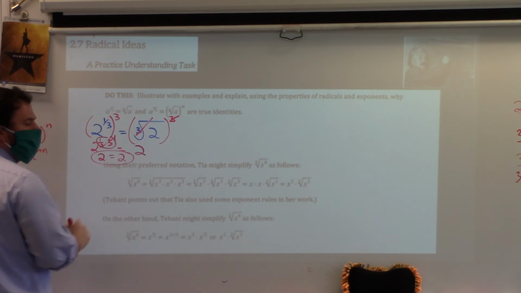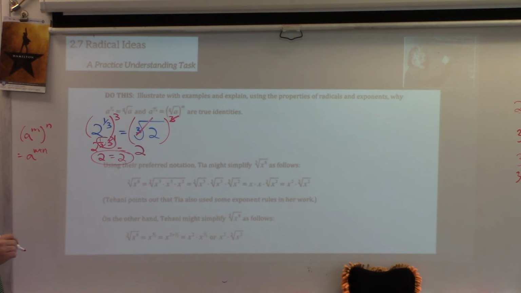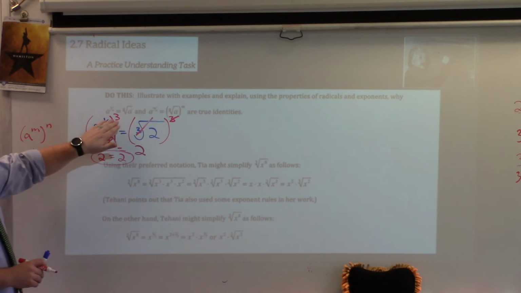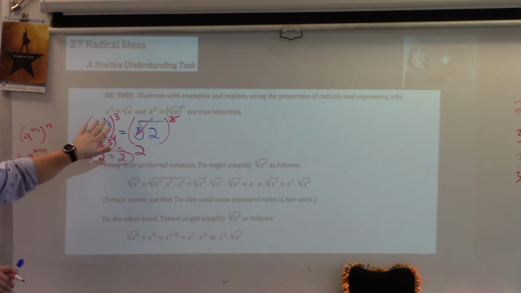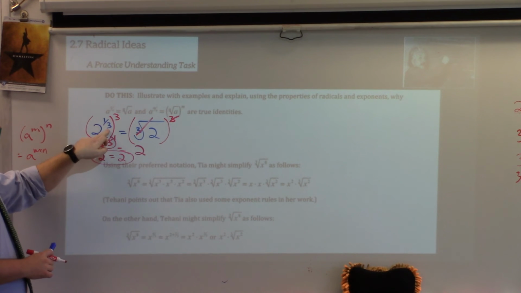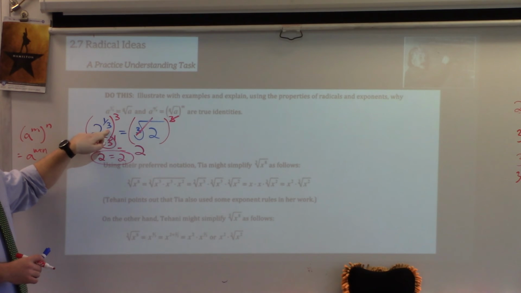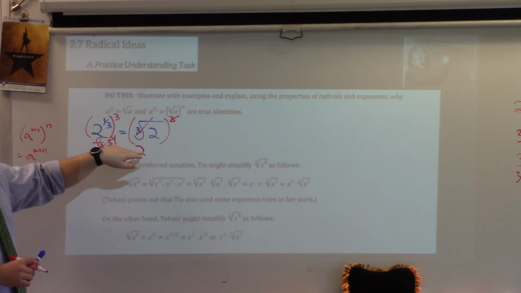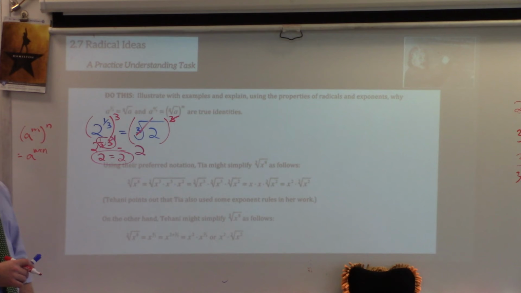Is that a true statement? Yes. So notice how using the same inverse, these came out to be the same. So that rational exponent must be the same as the cube root. The rational exponent of 1/3 had to be the same as a cube root.